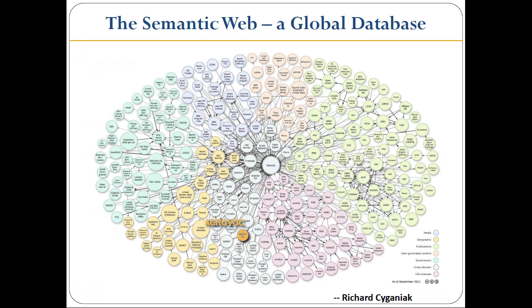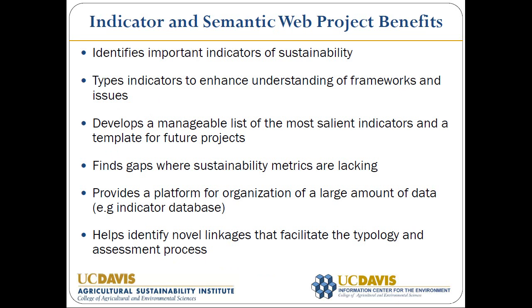AgriVoc is a project developed by the FAO to catalog global agricultural information using a controlled vocabulary. By using the same vocabulary, our project will fit into this linked and growing web of global information. Our semantic web, then, is an open access, machine-readable, and outward-facing component of our project.